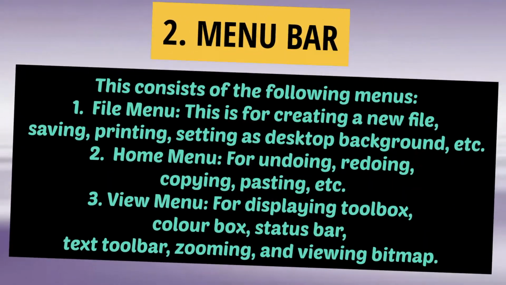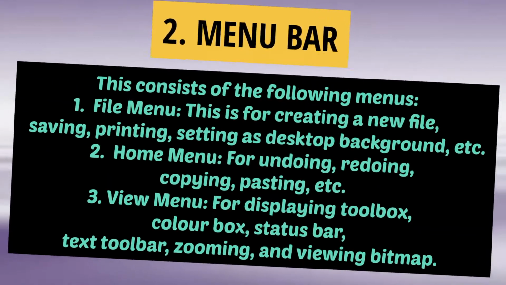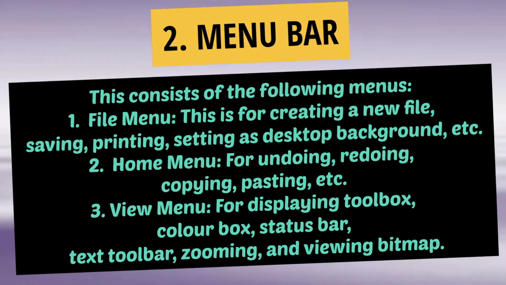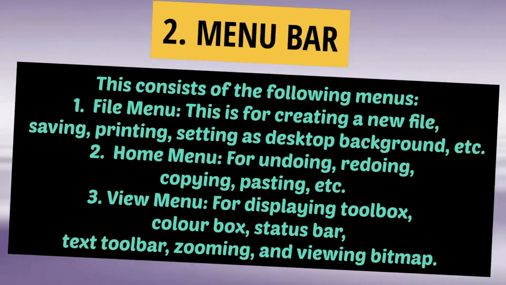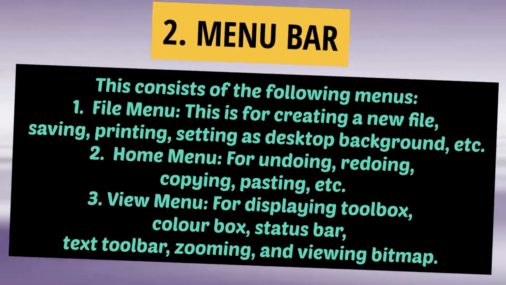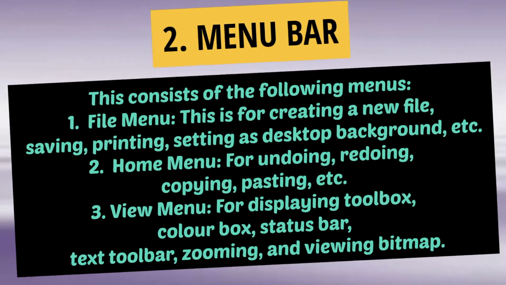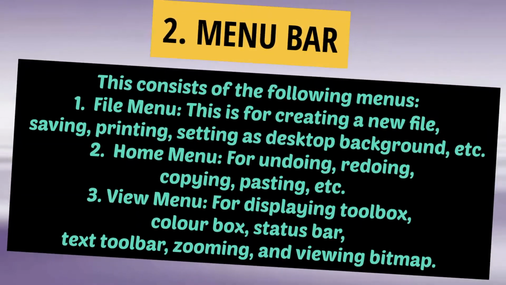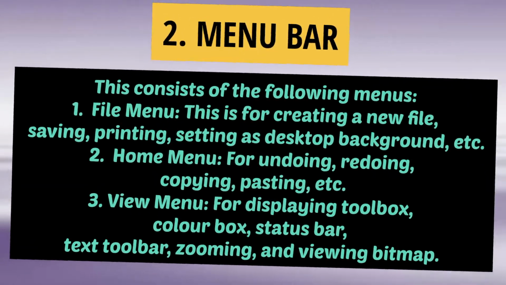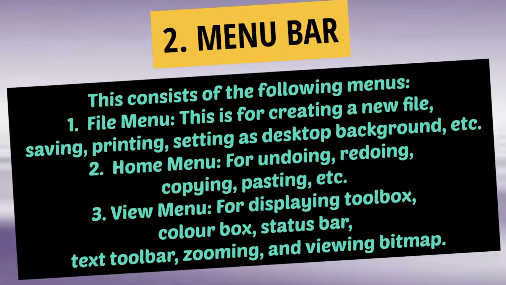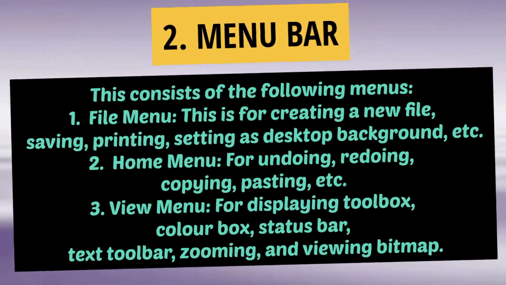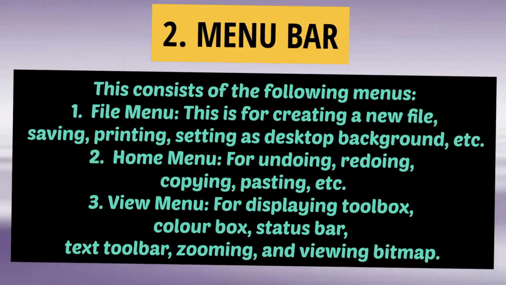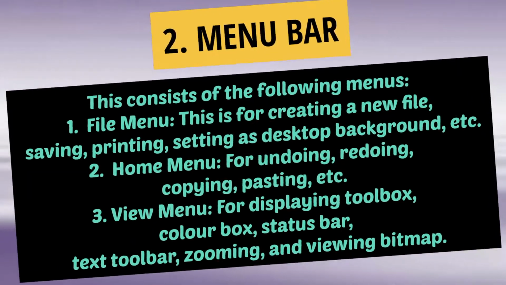Second one is the menu bar. Basically, the menu bar consists of three menus: first one the File menu, second one the Home menu, third one the View menu. The File menu is for creating a new file, saving, printing, setting as desktop background and so on. Second one is the Home menu. Basically, the Home menu is used for undoing, redoing, and copying and pasting for the text. Third one is the View menu. The View menu is for displaying the toolbox, color box, status bar, text toolbar, zooming, and viewing bitmap images.